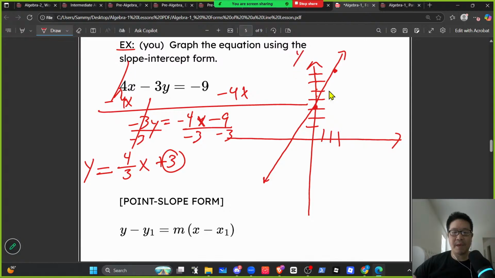And does this line make sense to you? Yeah, the slope is positive, and the line slopes up, so there's our line. Okay, good.